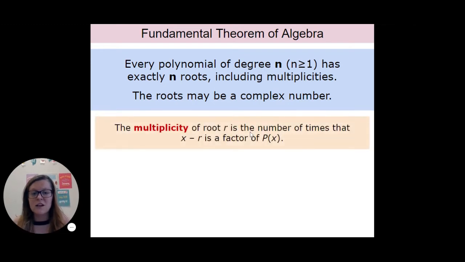The multiplicity of a root r is the number of times that x minus r is a factor of p of x. If we think back to our quadratics unit, remember when the vertex was on the x-axis, it only touched it once, but it had a double root. Its multiplicity was just 2 because the root was maybe x is equal to 2, but it happened twice, so it was a double root.